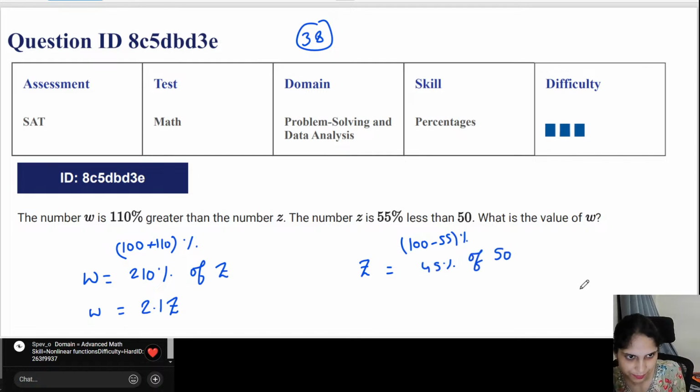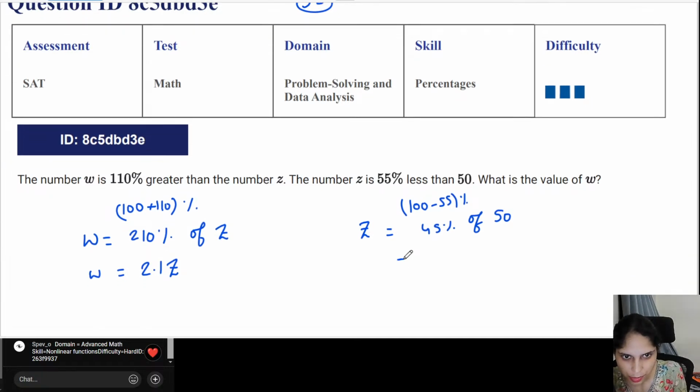of 50. Okay, so this is 0.45 times 50. And you have to find the value of W. So W you can simply write 2.1 times 0.45 times 50.